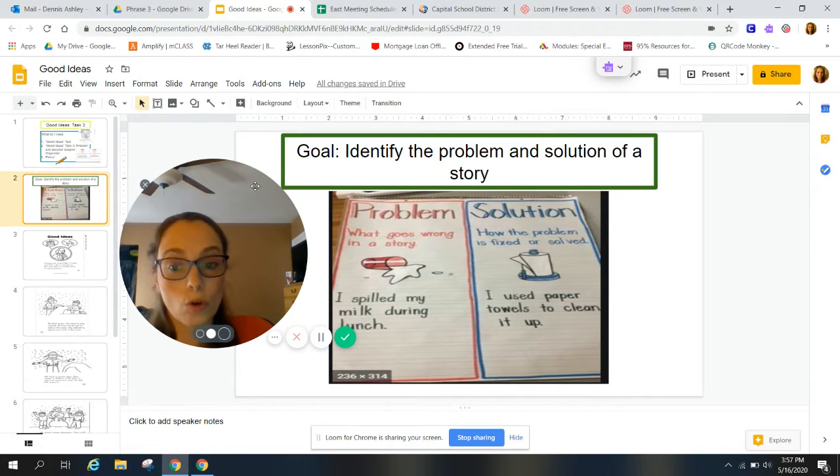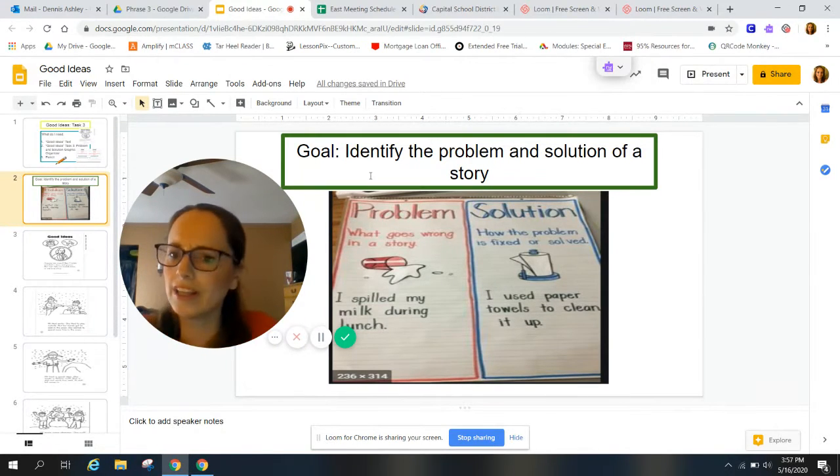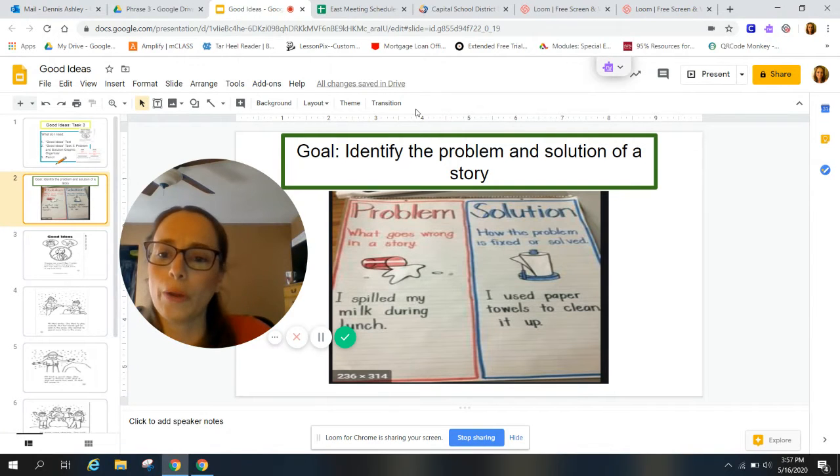Now, we always have a goal when we are reading, and our goal for this lesson or task is to identify the problem and solution of a story. But what is problem solution? So in most of our fiction texts, there's usually a problem, and the problem is what goes wrong in a story. What's the problem? Okay, and then by the end of the story, there's usually a solution on how the problem was fixed or solved.